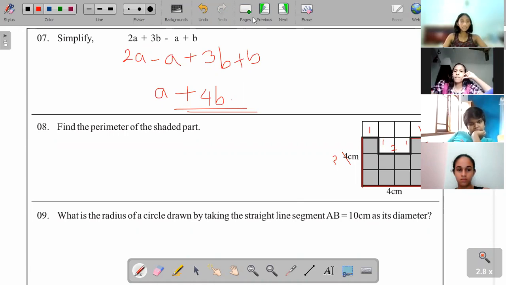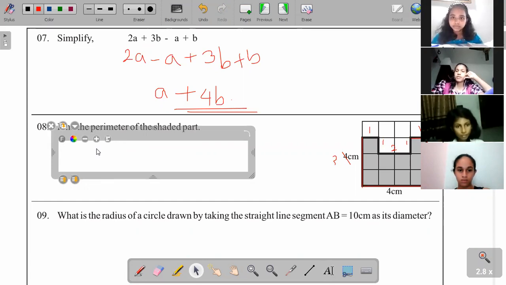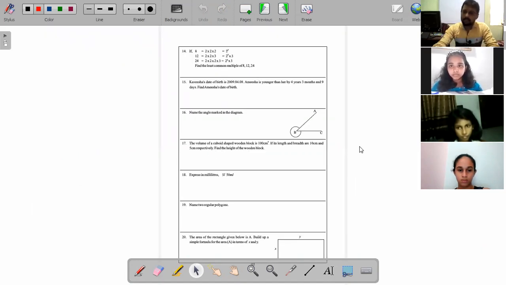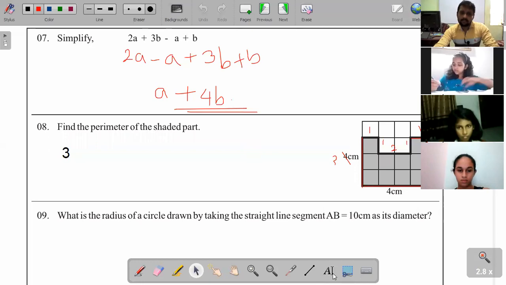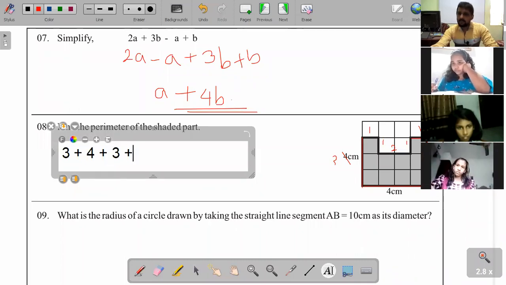So perimeter, how can you get it? You have to add all the lengths. 3 centimeters plus this one 4 centimeters plus this one 3 centimeters plus this length 1 centimeter plus 1 centimeter plus 2 centimeters plus 1 centimeter plus 1 centimeter.